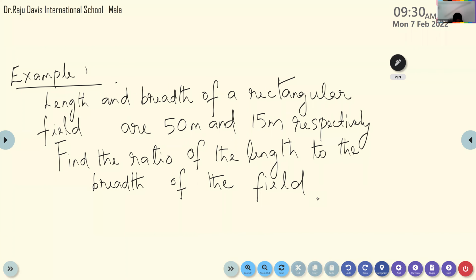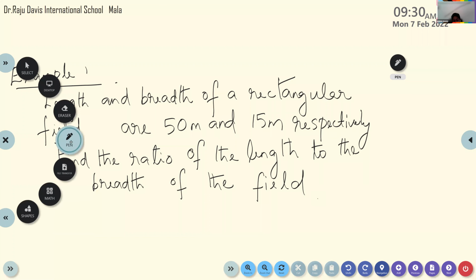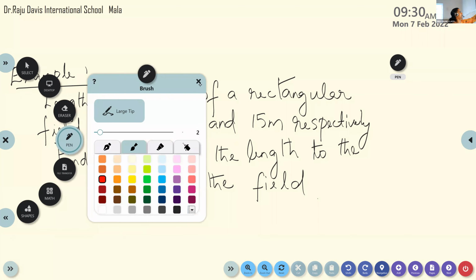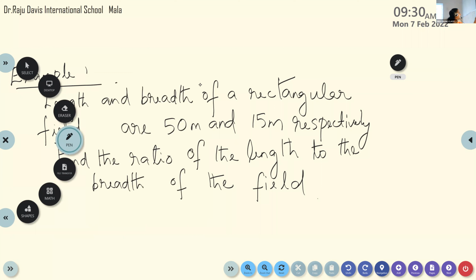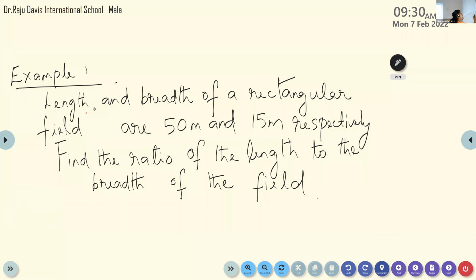I have completed. So children, this is the question. What we had to find out? We had to find out the ratio. So length and breadth. What is the length here, children? Length is given by 50 meter and breadth is given by 15 meter. See, respectively means we cannot change the order. 50 meter is the length and 15 meter is the breadth. That's why it is respectively.